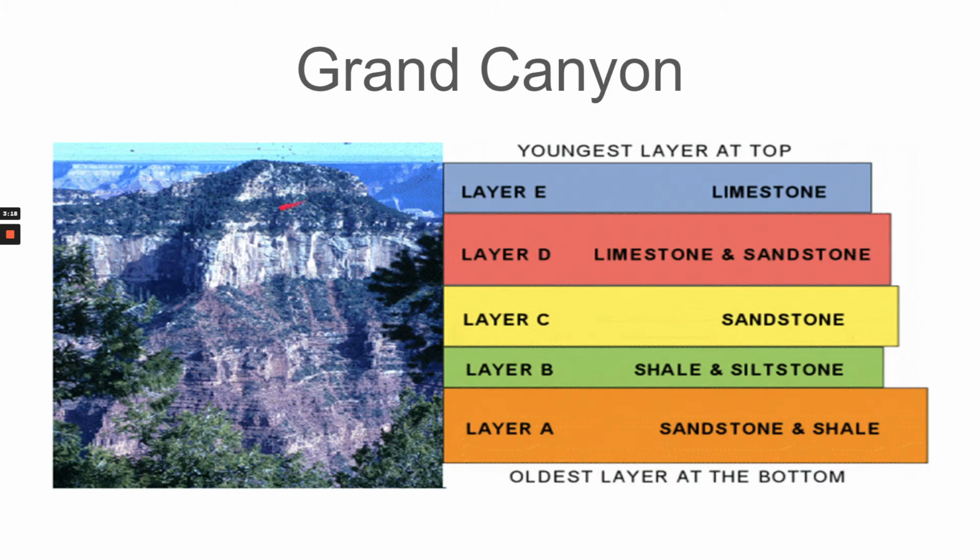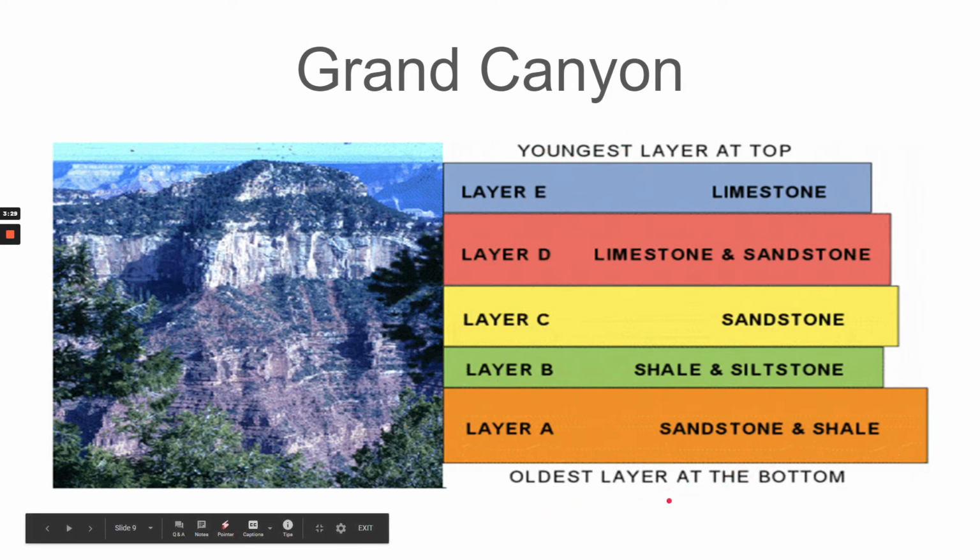So here's an example in real life of the Grand Canyon. We have a photograph here, and then next to it we have the layers in a diagram, A, B, C, D, E, youngest at the top, oldest at the bottom.